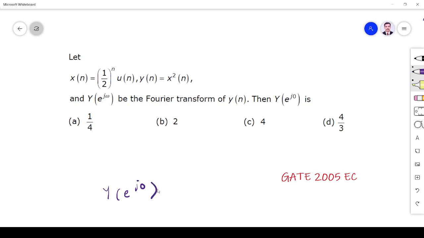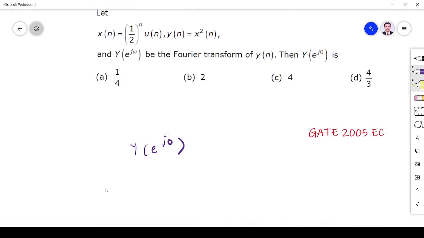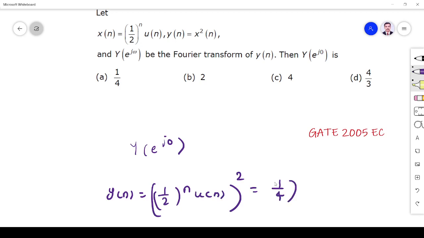Okay, right. So first we find what is y of n. So y of n is equal to x squared n. x is nothing but 1 by 2 power n u of n. This is squared, so it will be 1 by 4 power n. u of n squared is u of n only because the magnitude is 1.